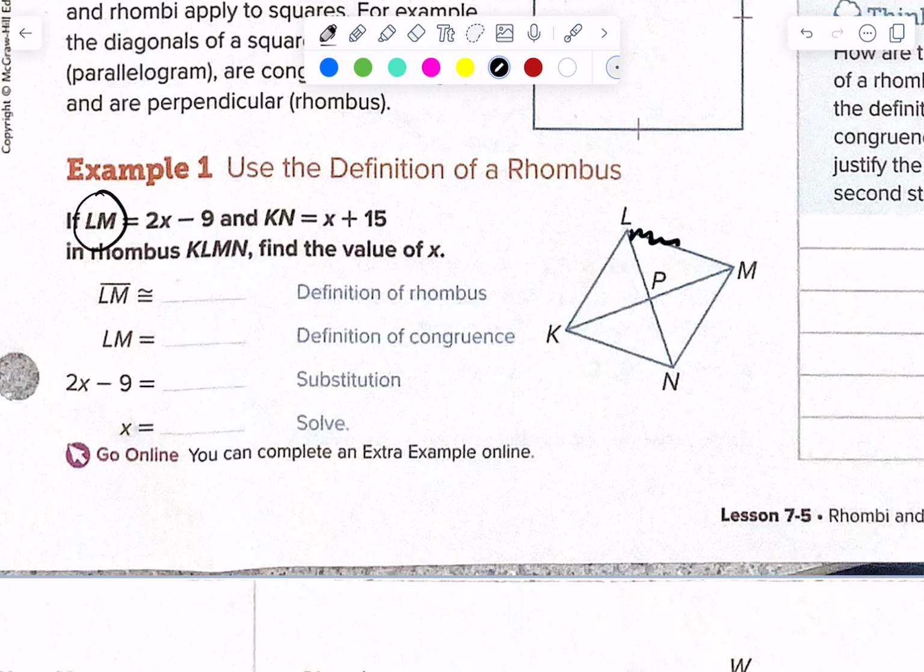A side. LM is this guy, and that is 2x minus 9. So we're talking about the length of the side. KN is another side, this bottom side right here, and that is x plus 15. They want us to solve for x, and that's all they give me. And this is a rhombus.